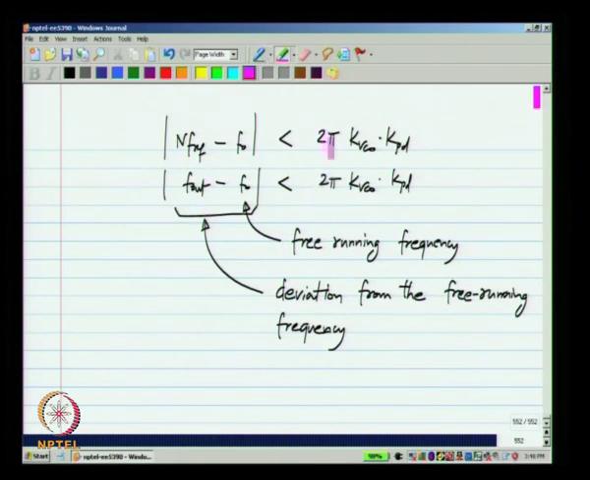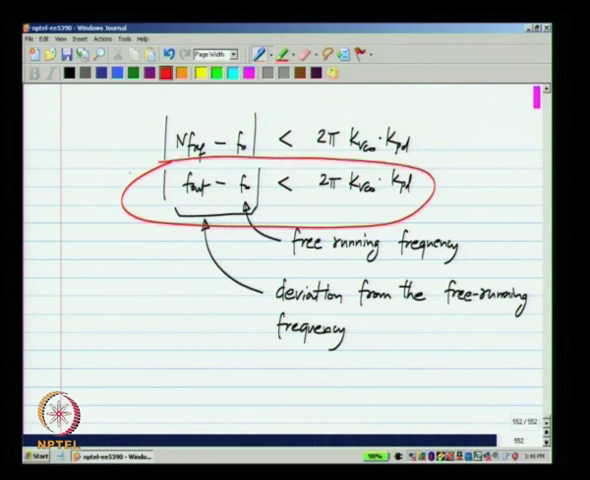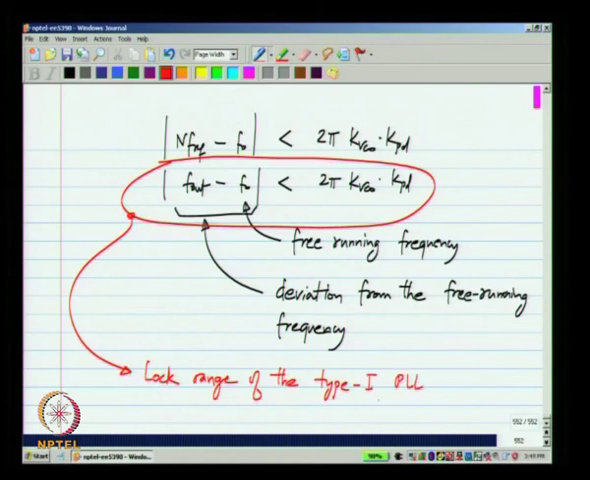Okay. So, what this expression denotes is nothing but the lock range of the type 1 PLL. Okay.